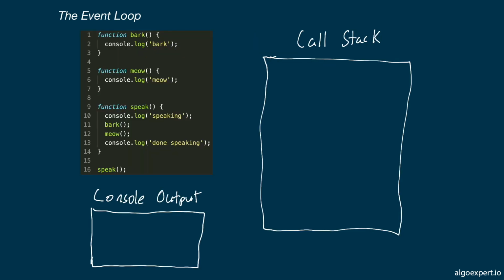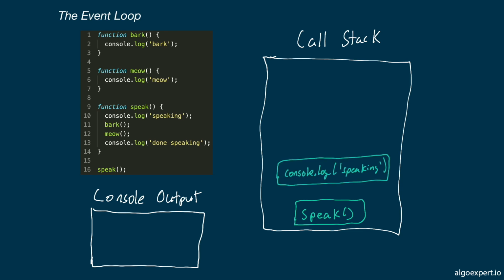Here we have three functions, bark, meow, and speak. On line 16, we call the speak function. So this function gets pushed onto the top of the call stack. Then from within the speak function, we call console.log of speaking. This means that we push the call to console.log onto the top of the call stack.